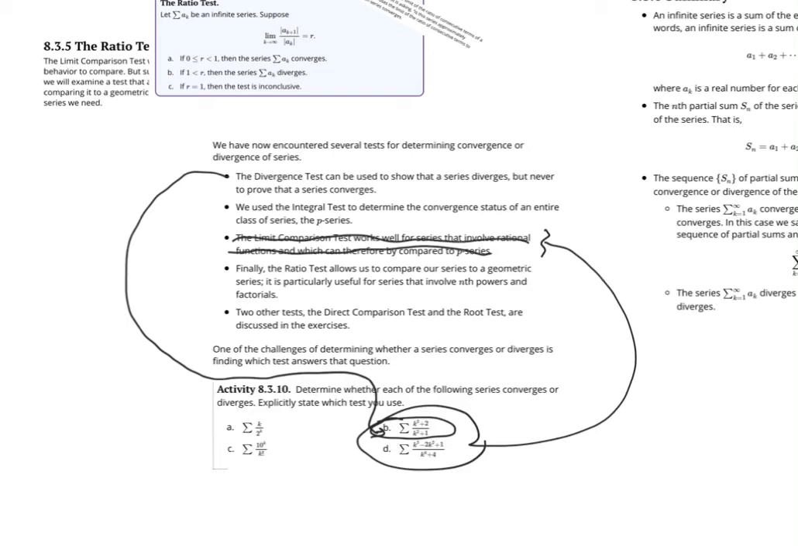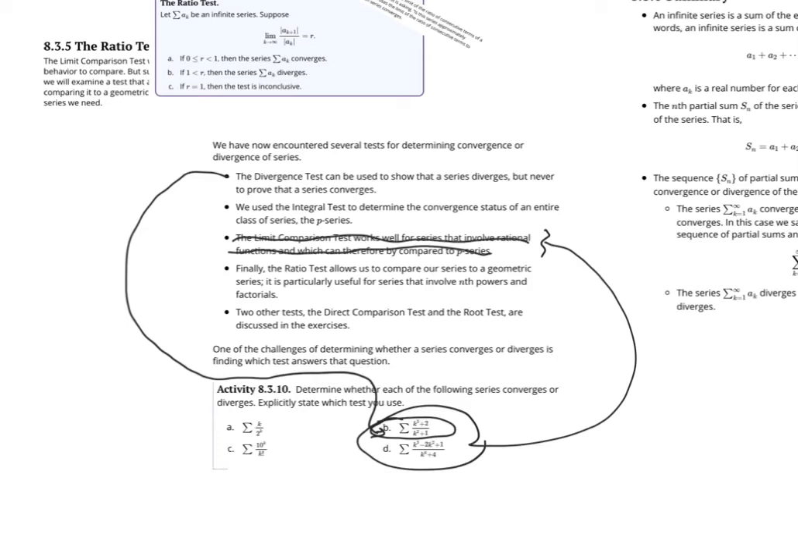Okay, and then the ratio test is the one we just talked about, which allows us to compare our series to a geometric series by calculating the limit of the ratio of the consecutive terms. And it's particularly useful for series that involve nth powers and factorials. Factorials is the big one. This is probably where we're going to use it the most in later sections.